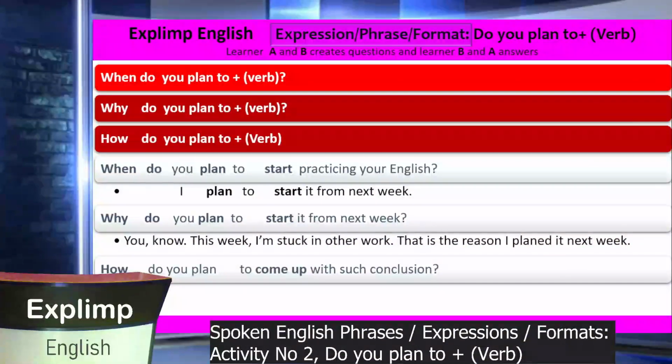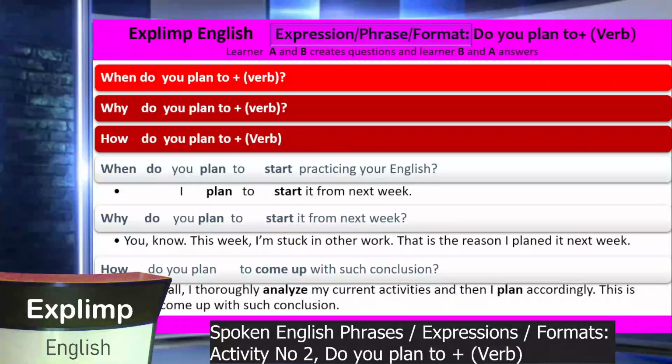The last question is, how do you plan to come up with such a conclusion? Like this conclusion, what do you plan to do, and where, and how, and which type, all these conclusions. So how do you plan to come up with such a conclusion? The answer is, well, first of all, I thoroughly analyze my current activities and then I plan accordingly. This is how I come up with such a conclusion.